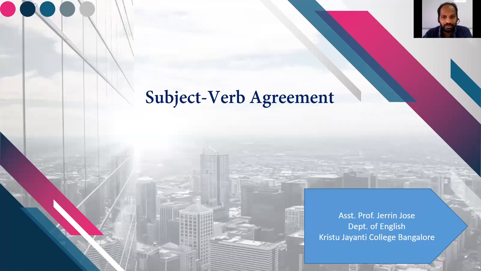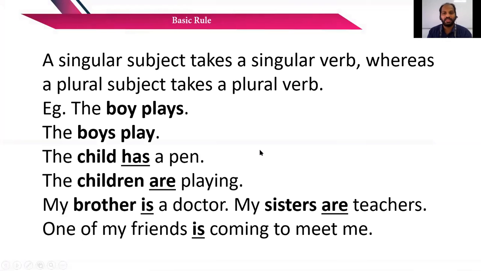So it is subject-verb agreement. We have already seen tenses. Tenses are also very important once we go into subject-verb agreement. As you know, the verb has to agree with the subject. So in English, when we have any sentence, the verb has to agree with the subject. The general or basic rule you can see: a singular subject takes a singular verb.